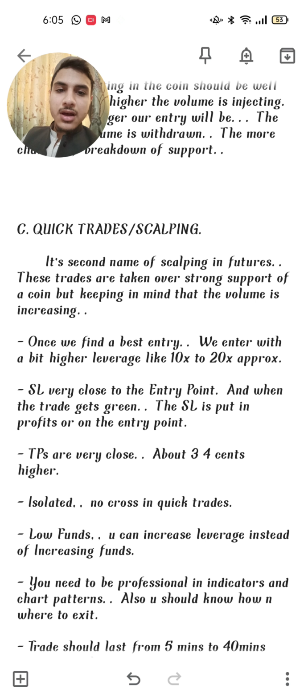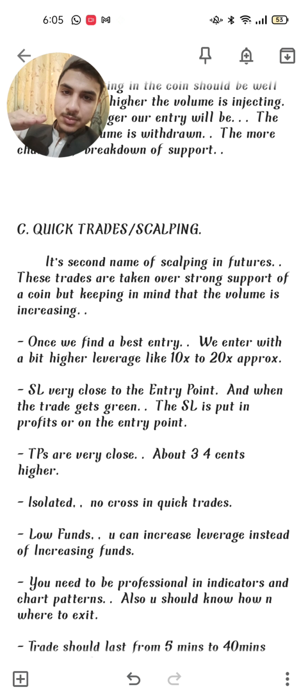These trades are taken over a strong support of a coin, but keeping in mind that the volume is increasing. We should keep this thing in mind, that we took a trade on the support, a strong support.